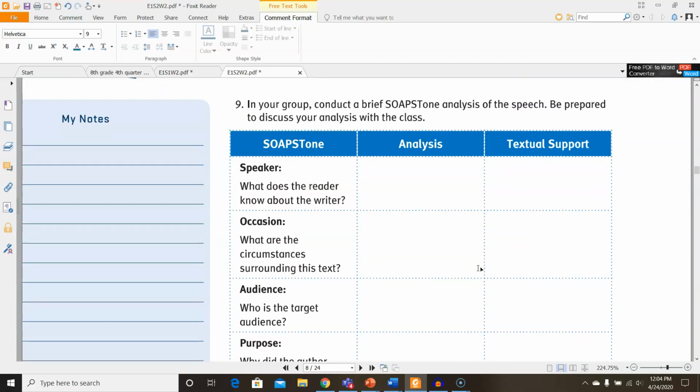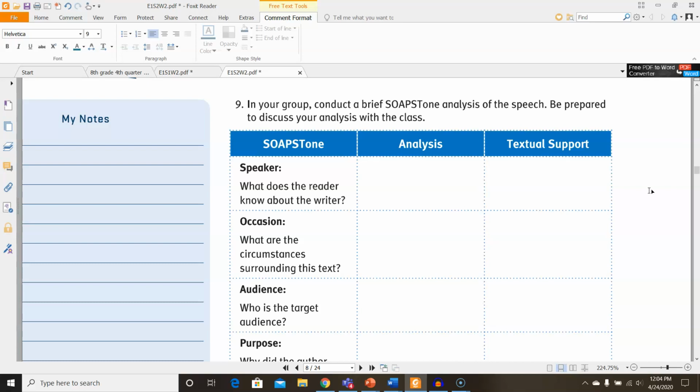Then, it says in your group, but you don't have a group, conduct a brief SOAPSTone analysis of this speech. Be prepared to discuss your analysis with the class. You're not going to have to discuss your analysis, but you do still have to complete this chart. So, for speaker, what does the reader know about the writer? So your analysis is how you analyze what the reader knows about the writer. And then textual support, you explain what proves to you that you know that fact about the writer.